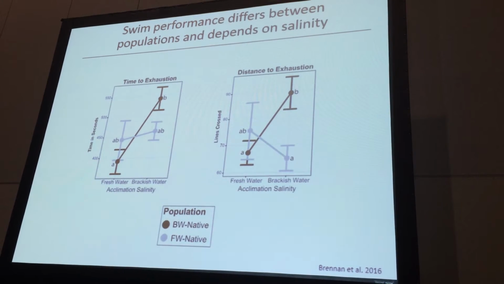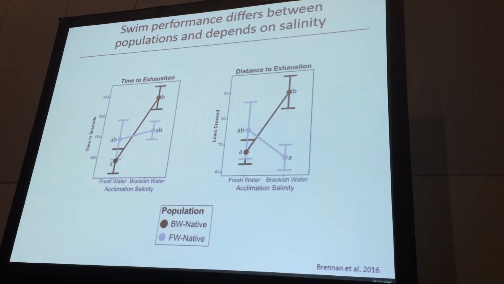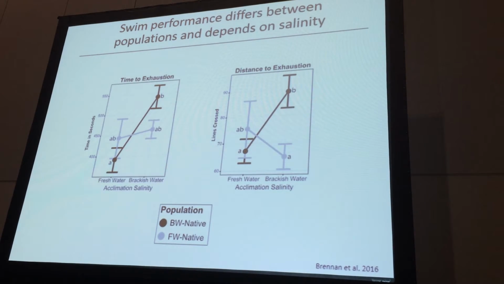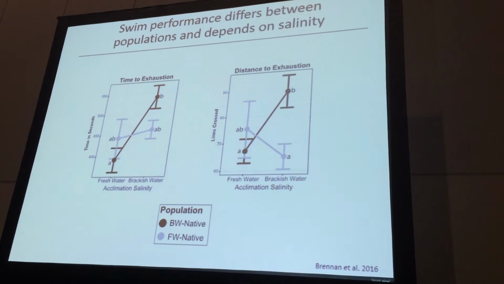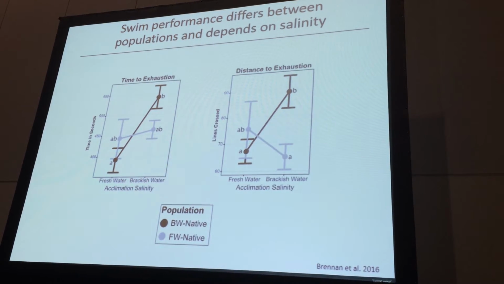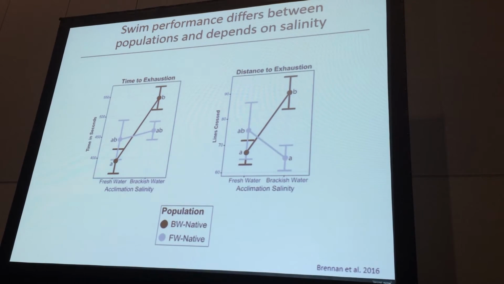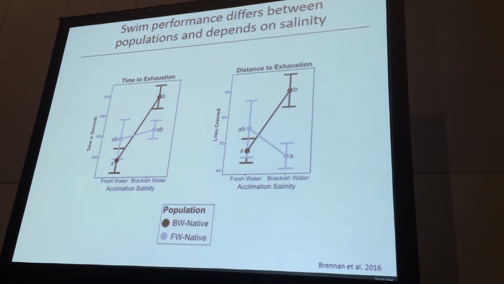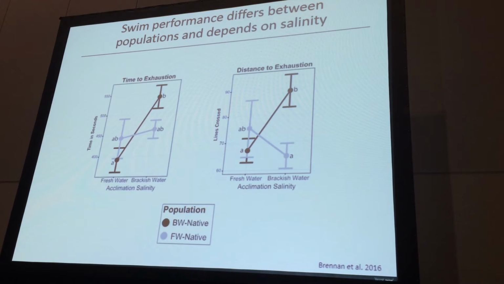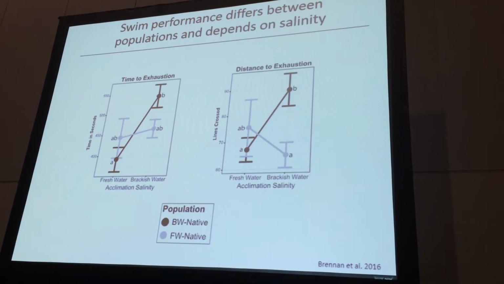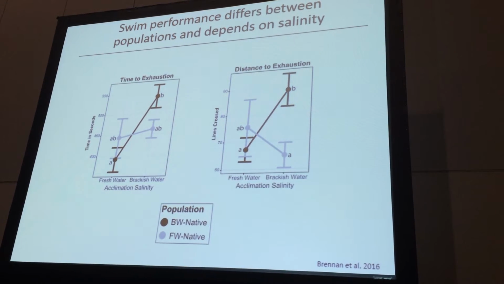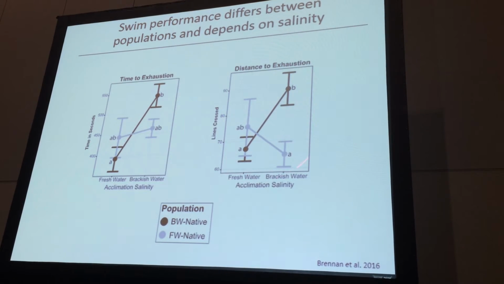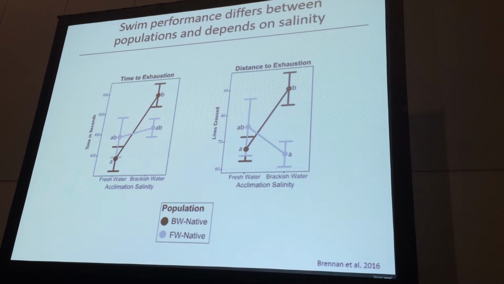First, we can look at the time and the distance that it takes fish to reach exhaustion, as a proxy for their swimming ability. Here we have acclimation salinity on our x-axis, so freshwater and brackish water. Our black lines are brackish water native fish, gray lines are freshwater native fish. On the left here we have time to exhaustion. What we see is that brackish water native fish perform significantly better in brackish water than freshwater, where freshwater native fish are not affected. For distance to exhaustion, we see a very similar pattern, but in this case, our brackish water native fish also outperform freshwater native fish in brackish water.